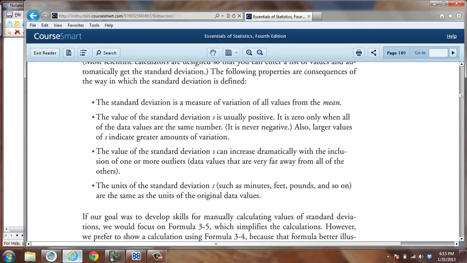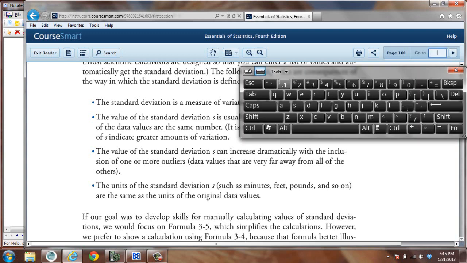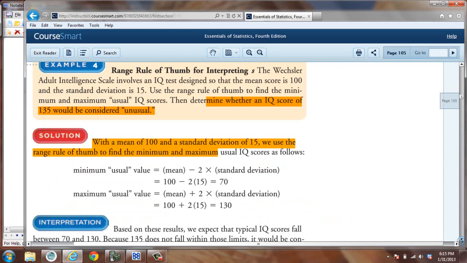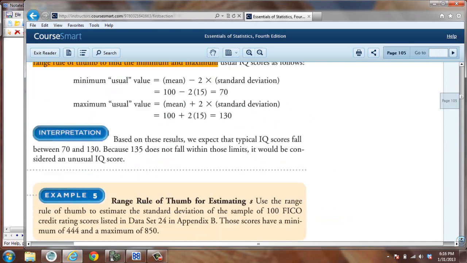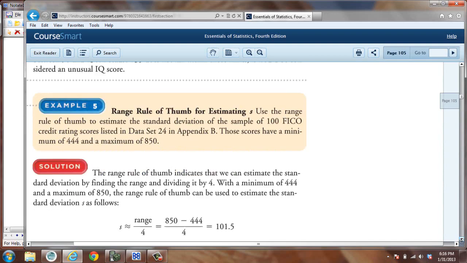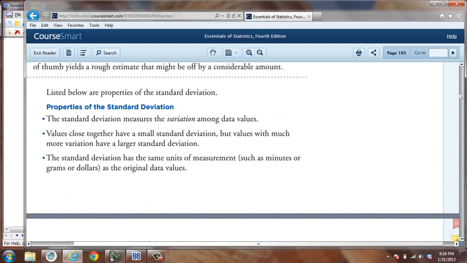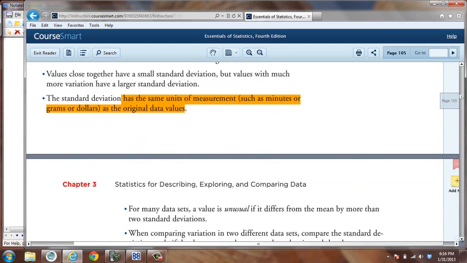Let's go to page 105. Okay, so if you go to page 105 in your book, there's also some more things I want to review. At the bottom, properties of the standard deviation. We talked about the first one. Values close together have a small standard deviation. The values with much more variation have a larger standard deviation. We talked about that. We talked about the units of measurement.